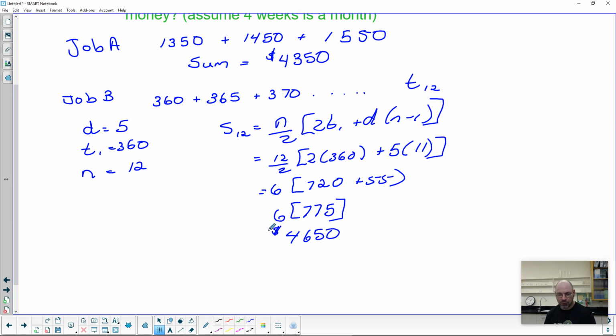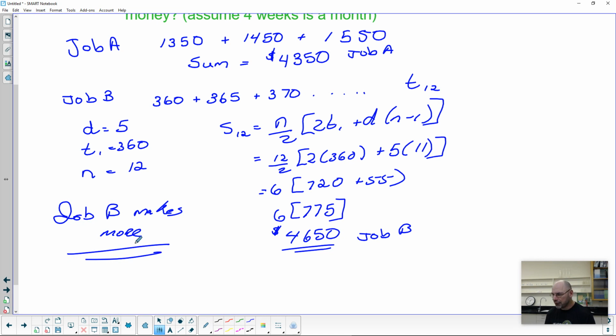So our employer in job B, and this is job A. So if we want to answer the question, you probably want to make more money. So job B makes more. And what is it? Looks like about $300 more total. Okay, so there's an example.